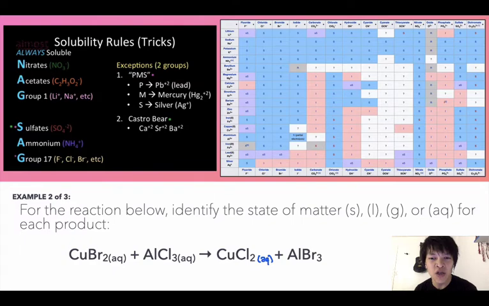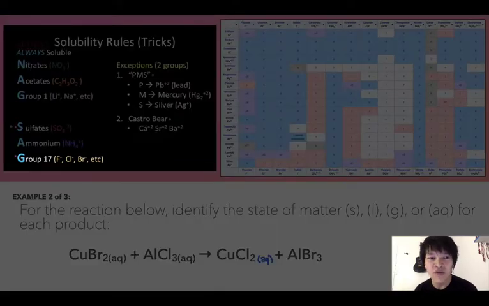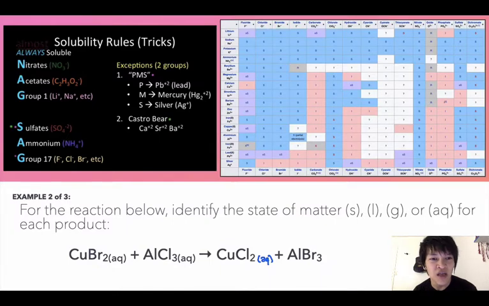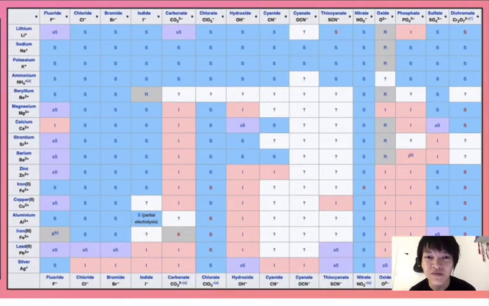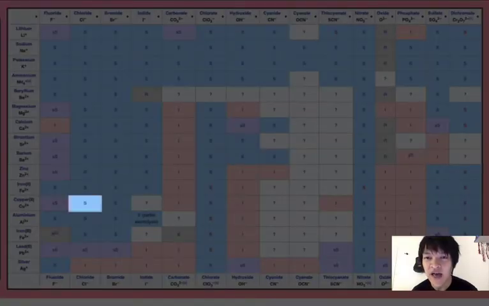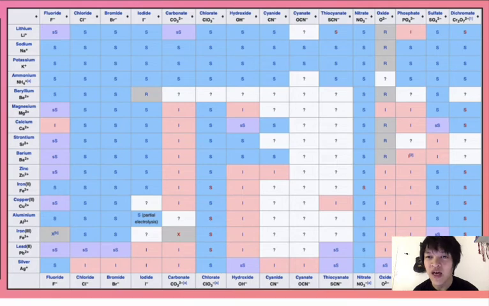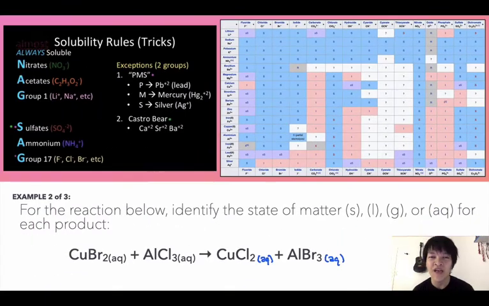And our second product is going to be aluminum bromide. Bromide is also part of group 17, which has the exceptions, but aluminum is not part of the three exceptions. So aluminum bromide is also going to be aqueous because it is soluble. If you're going to use the solubility table to figure this out, you just simply find them on the solubility table. Copper chloride, our first product, is going to say S for soluble, so it's supposed to be aqueous. And our second product, aluminum bromide, you're going to find it is here, S, so it's soluble as well. Aluminum bromide is aqueous.